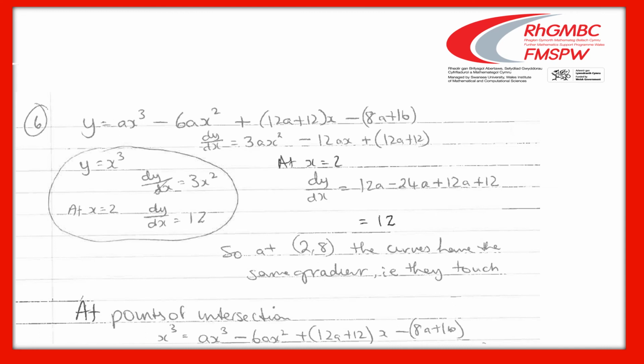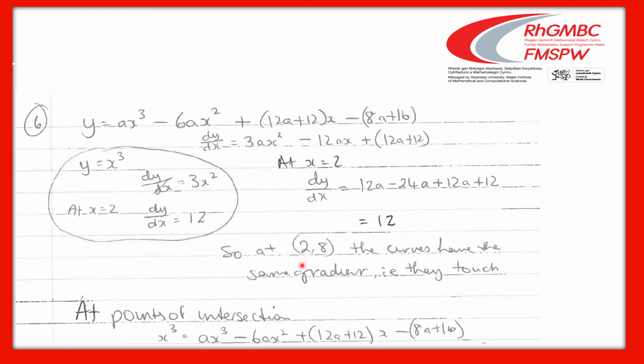If we know that the two curves have the same gradient, then we can use differentiation to find their general gradients and put in the coordinate (2, 8), where x is 2, to work out the gradient at that point. So here's the gradient of the first curve. When x is 2, we get dy by dx, the gradient, to be equal to 12. And also in the other curve, y equals x cubed, the general gradient dy by dx is 3x squared, and when x is 2, the gradient is 12.